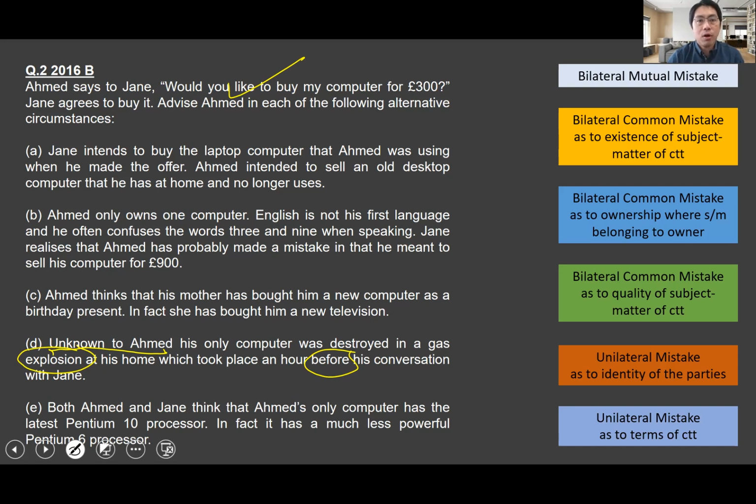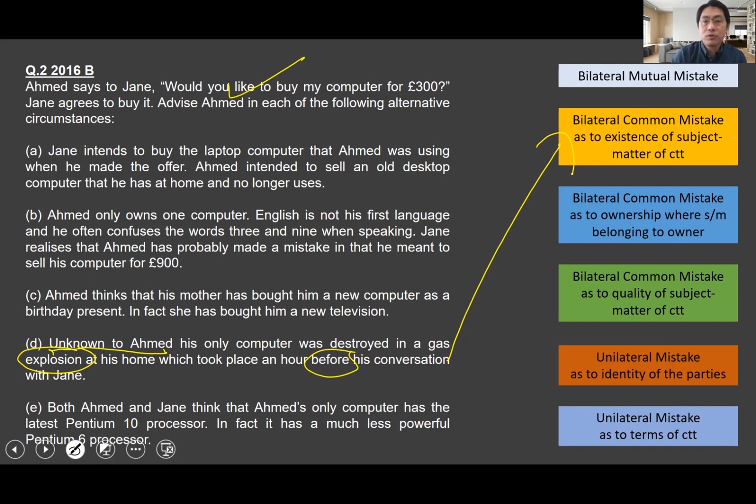But yet now he's going to offer to Jane and says, would you like to buy my computer for 300? So he's mistaken as to, that's right, existence. In fact, this part D is quite easy to spot or identify because you're seeing a case that the item, subject matter of the contract, had been destroyed, had perished, does not exist by the time of the contract of sale. And so very clearly, if the subject matter of the contract, i.e. the computer, no longer exists at the time of sale, then therefore it's a mistake as to existence.